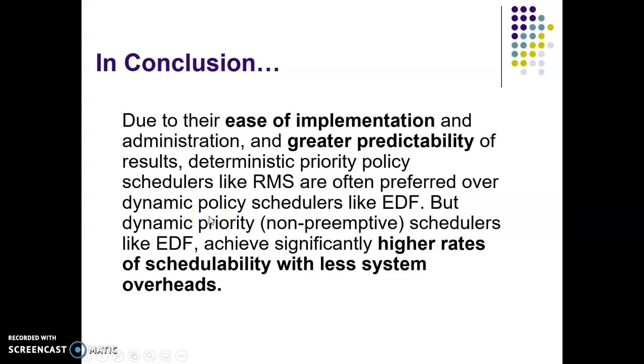Okay, in conclusion, due to their ease of implementation and administration and greater predictability, deterministic priority policy schedulers like RMS are often preferred over dynamic policy schedulers like EDF. But dynamic priority non-preemptive schedulers like EDF achieve significantly higher rates of schedulability with less system overheads. Right? So again, there's greater predictability and it's easier to implement. So RMS quite often is preferred, but not in all cases.